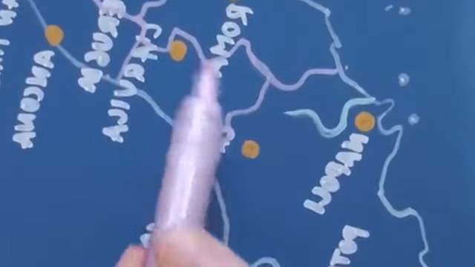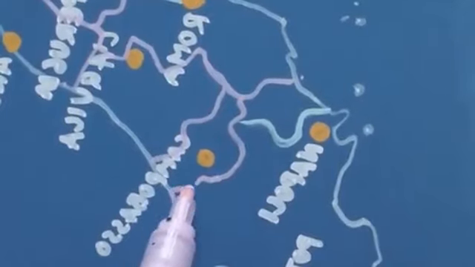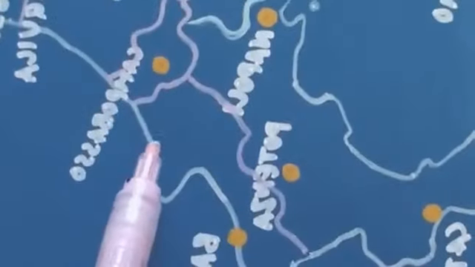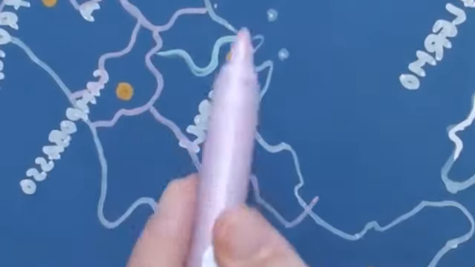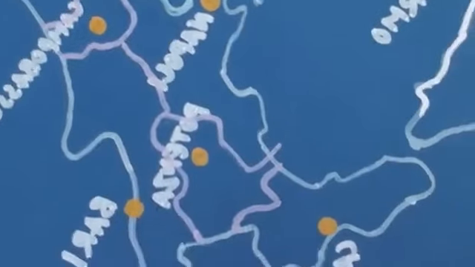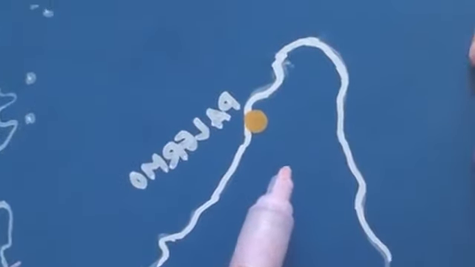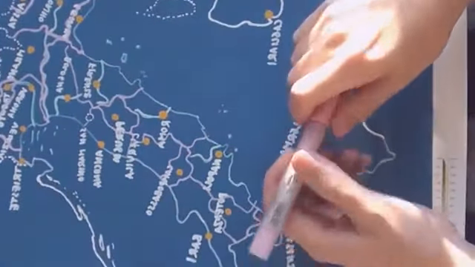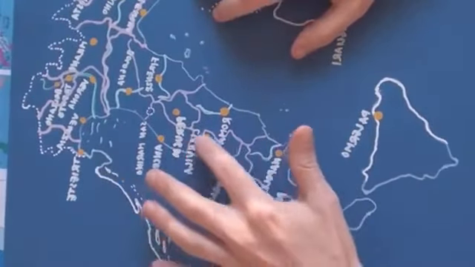Here we have Abruzzo. And one of the regions, Molise. Here's Campania. There's Basilicata. Sardinia. This is my map of Italy. It's a bit messy perhaps when I did all these border regions.